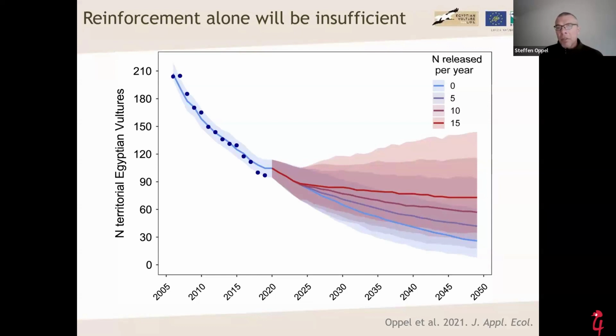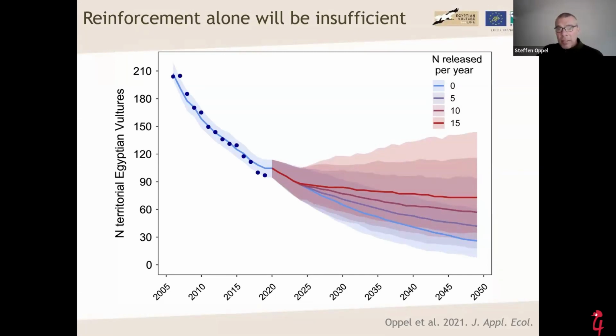It obviously declines more steeply if you don't release any birds, but releasing even up to 15 birds alone is not going to save the population. The reason is that the mortality in the wild is simply too high. So without improving survival in the wild, we would not be able to stabilize that population regardless of how many birds we release, because they will suffer the same mortality in the wild as all their wild counterparts.